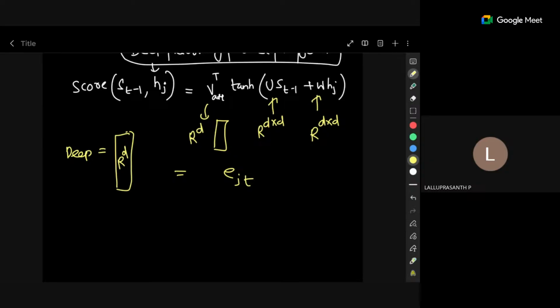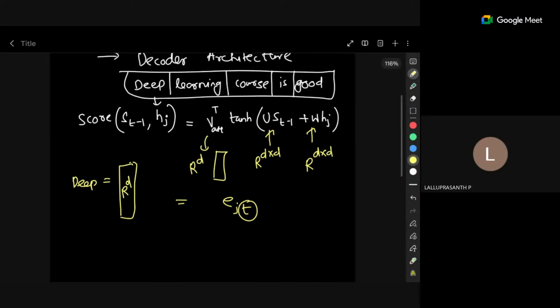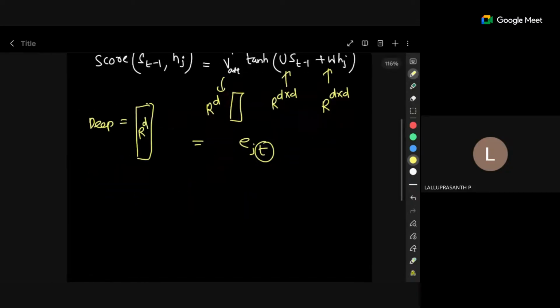T is any timestamp, so for each timestamp you have to do this computation again and again. For the decoder, for the first timestamp you do it, then for the second timestamp of the decoder you again calculate all of this. As time changes, you have to do it. And this is for the first one: if j is one, j is two, then "learning," and "course is good." That's how you'll get five things.